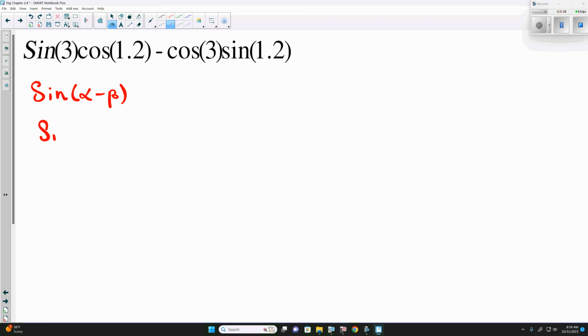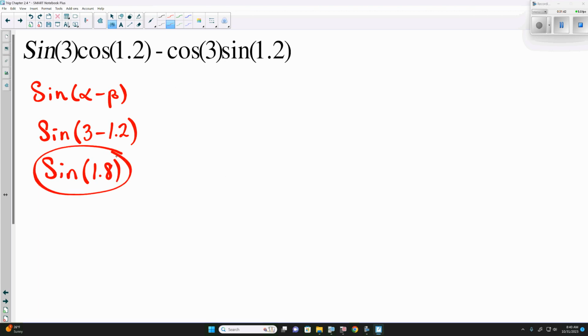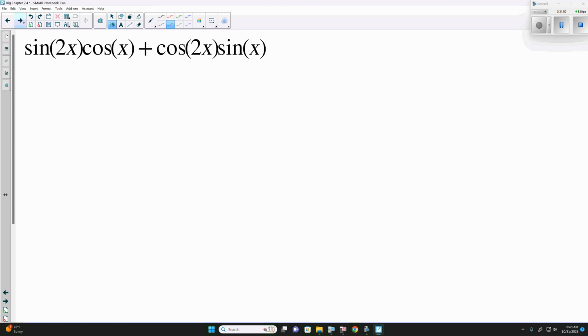And for us, alpha is 3, beta is 1.2, yes? Now 3 minus 1.2 is 1.8. That's all it wants. And we'll pick these up tomorrow.